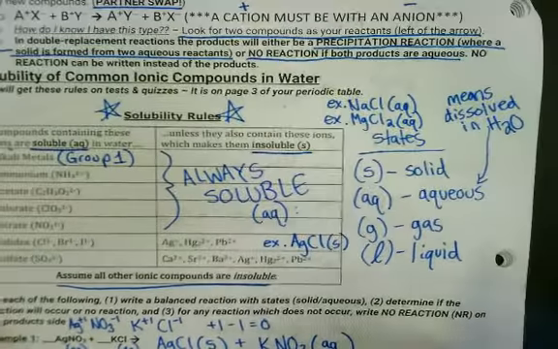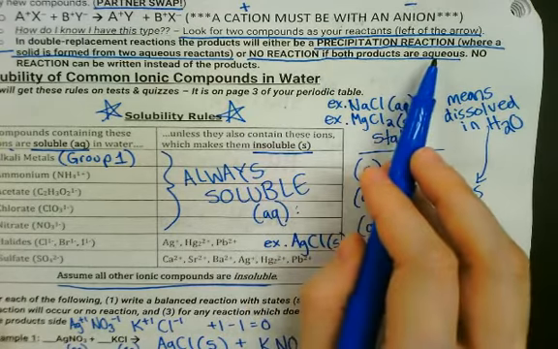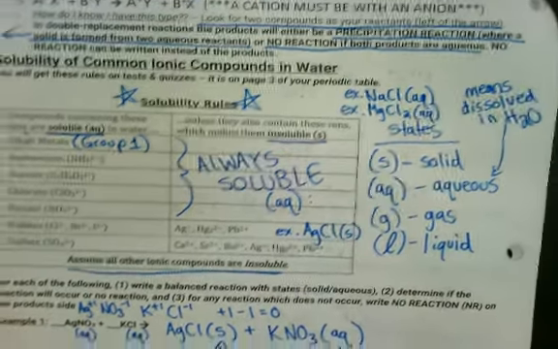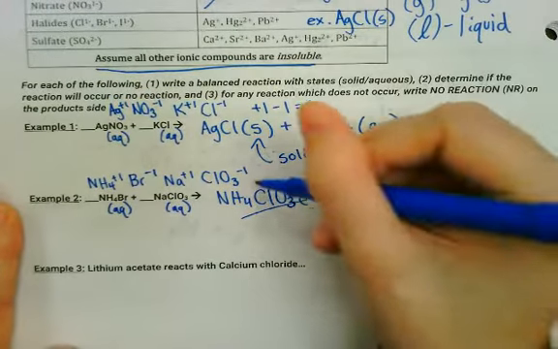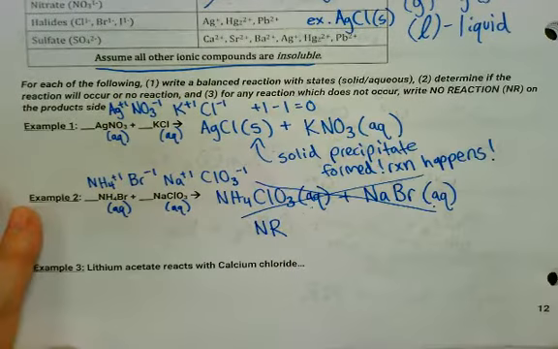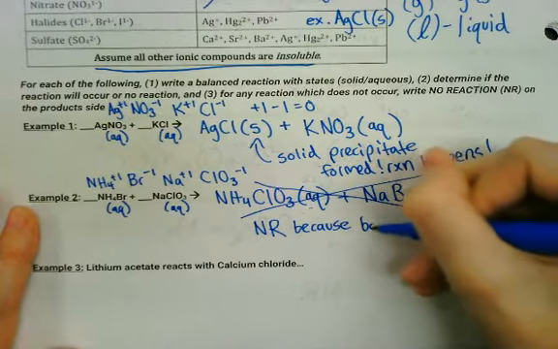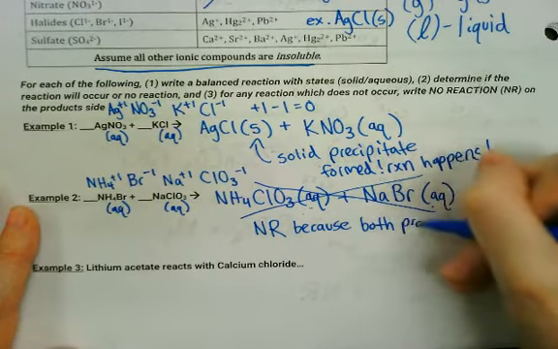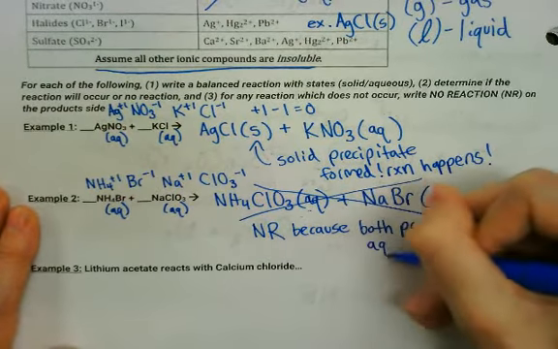What that means is that no reaction will occur. If both products are aqueous, no reaction occurs. So I'm going to cross out these products, and I'm going to write NR for no reaction, because both products are aqueous.